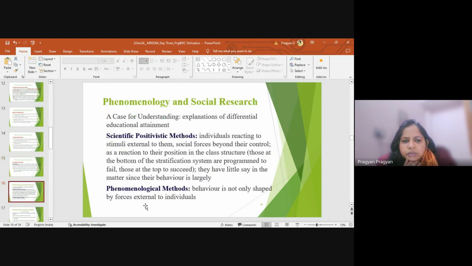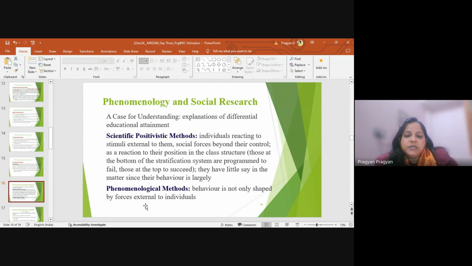And now another example, a case in point, is how we understand differently when we apply a positivistic method to differential educational attainment. For example, we are conducting a survey or some sort of experimental research design on a group of students, and definitely we find that not all students are doing very well. So how do you explain differential educational attainment, that is, the variance in educational performance among those students? So basically, what is the difference?